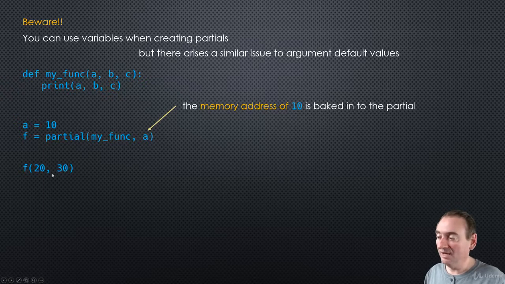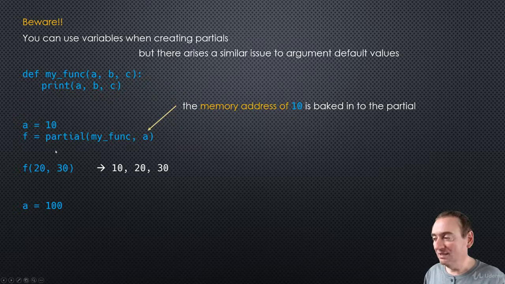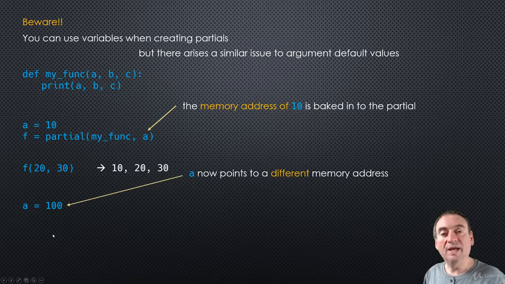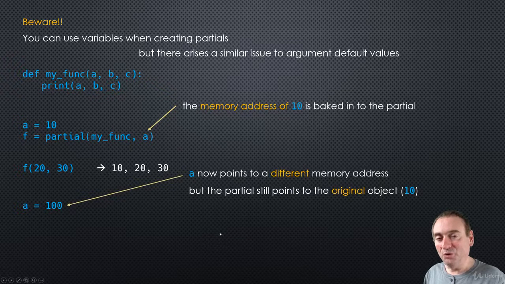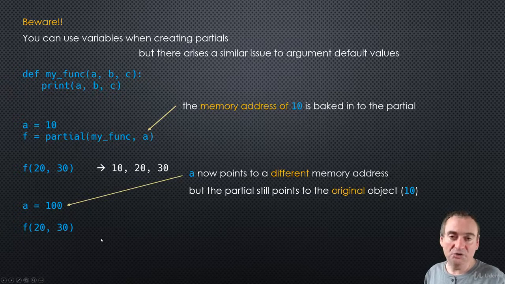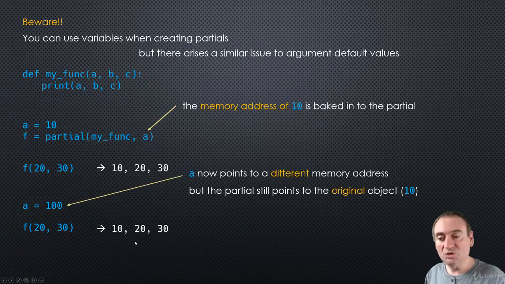So if we call f of 20 comma 30, we get, as expected, 10, 20, 30. But if we now set a, let's say equal to 100, what have we done to a? Well, a is, remember, just a label. a was pointing to 10. Now a is pointing to 100. So a points to a different memory address. But the partial still points to the original object, which was 10. So if we call now f of 20 and 30, do not expect to see 100, 20, 30 come through. You'll still get 10, 20, 30. So just be careful with that. It's a similar problem to what we've seen in the past.